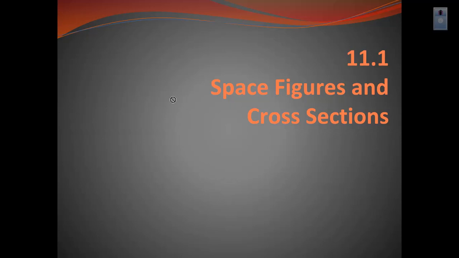All right, we're going to begin chapter 11, starting with space figures and cross sections. In this section, we're just going to be getting an idea of what we're looking at in three-dimensional shapes. Because in this chapter, we're looking at all three-dimensional solids. We're going to be finding volume, we're going to be finding surface area. But before we do that, we have to learn what we're looking at when we're looking at these shapes.